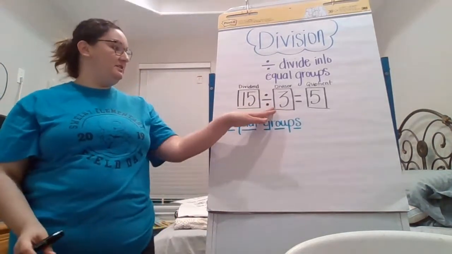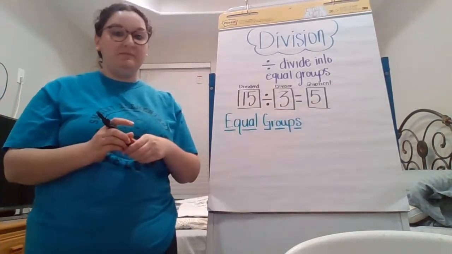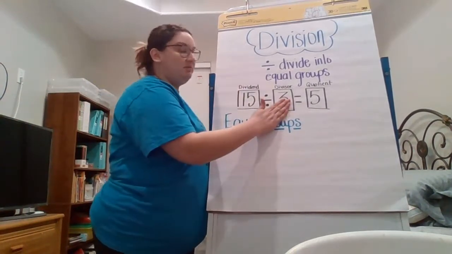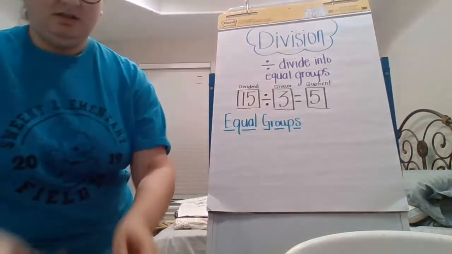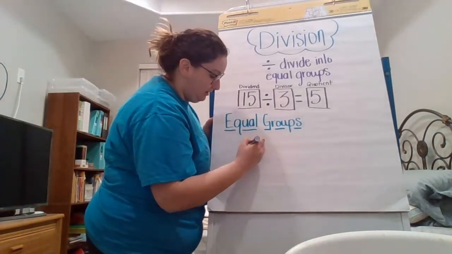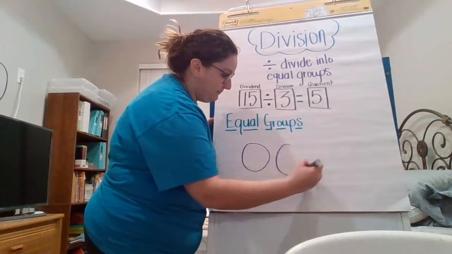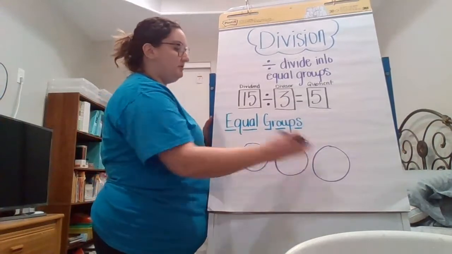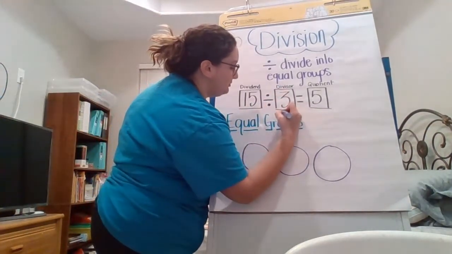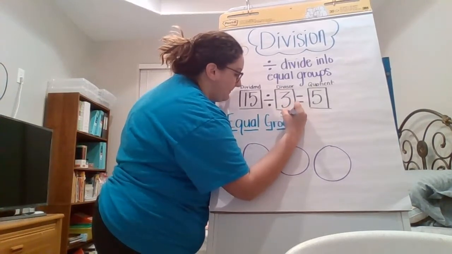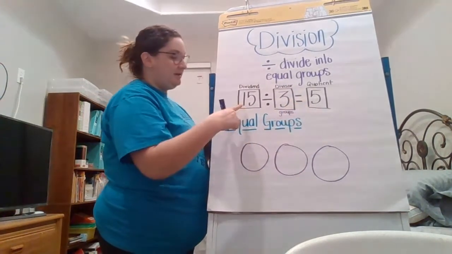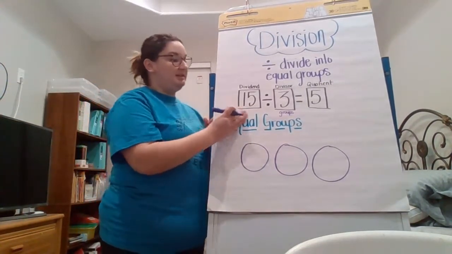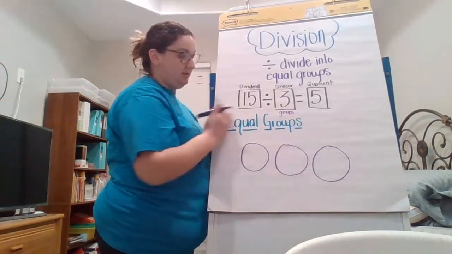So if I wanted to take 15 divided by 3 equals 5, that means I'm going to have 15 of something, and I'm going to want to divide it into 3 groups. So here are my 3 groups: 1, 2, 3. And I know that I have 15. The divisor is your groups. And this is what I'm dividing into my groups.